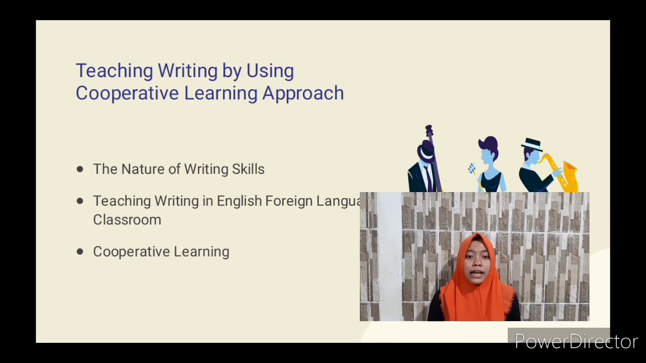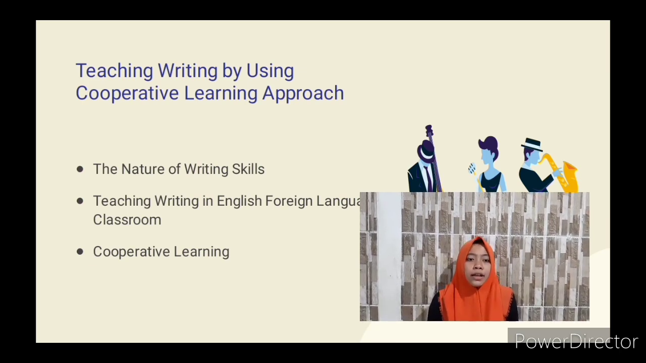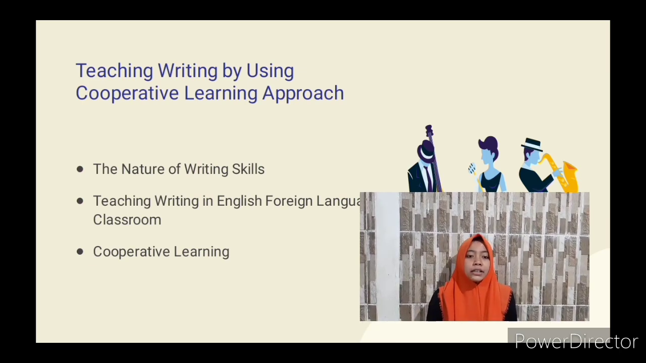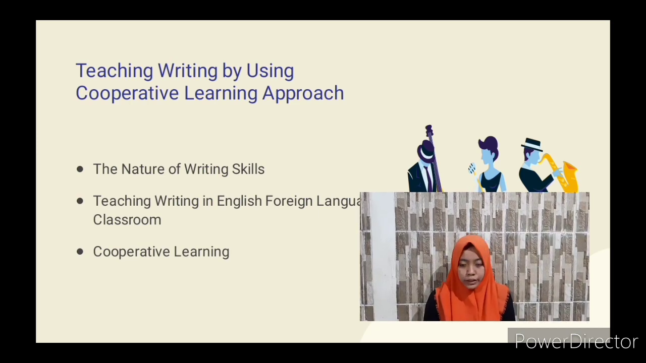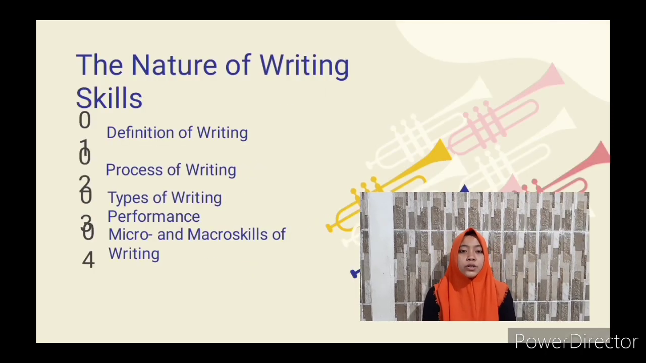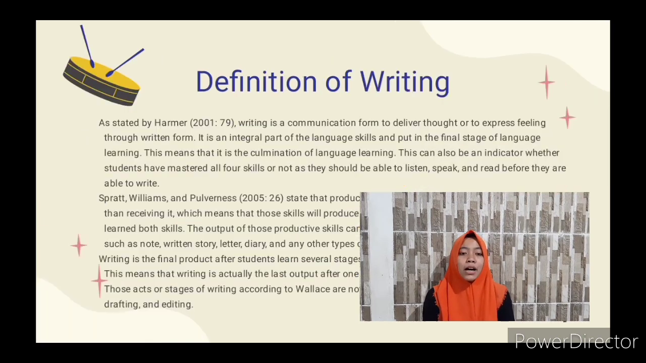In this material, we have three main points. They are the nature of writing skills, teaching writing in English foreign language classroom, and cooperative learning. Next is the first main point, the nature of writing skills. Here we have 4 sub-points: definition of writing, process of writing, types of writing performance, micro and macro skills of writing. Okay, I will present the first and the second sub-points.